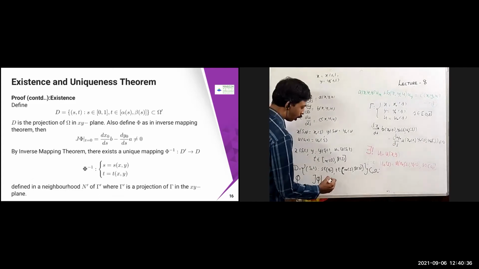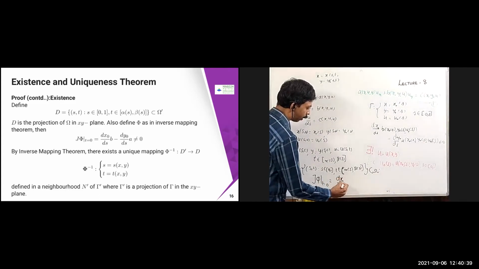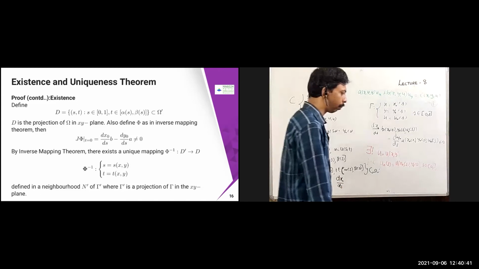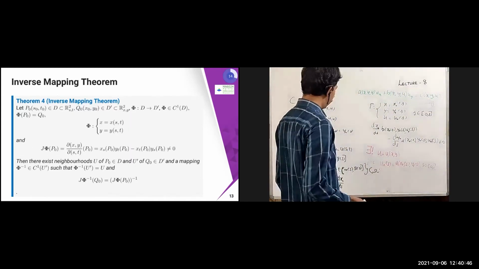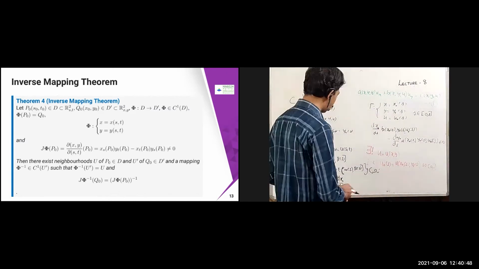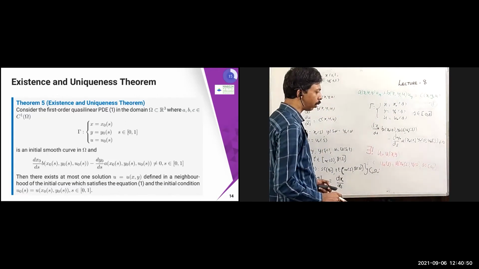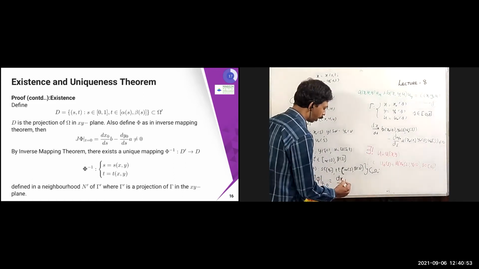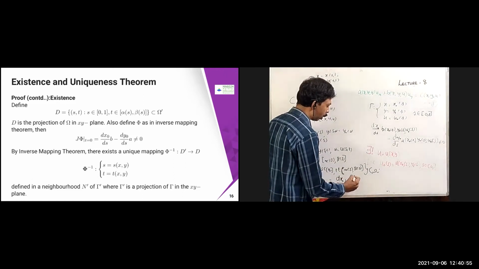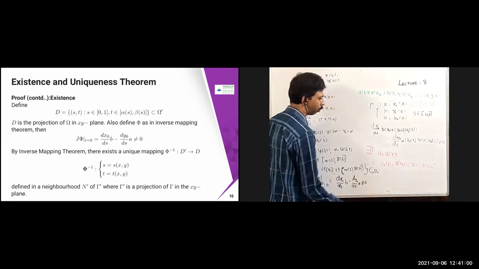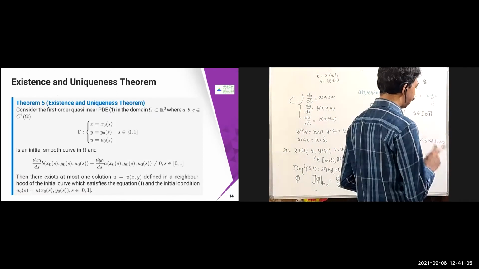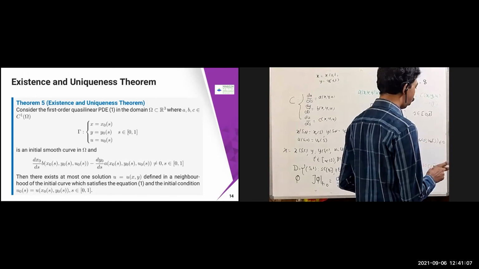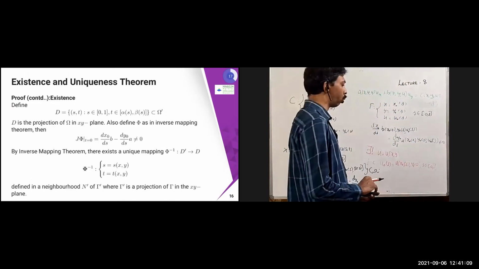So that is going to become dx naught by ds into b, minus dy naught by ds into a. Also, pi is in the inverse mapping theorem, so what you are going to have is dx naught by ds into b minus dy naught by ds into a is not equal to 0.